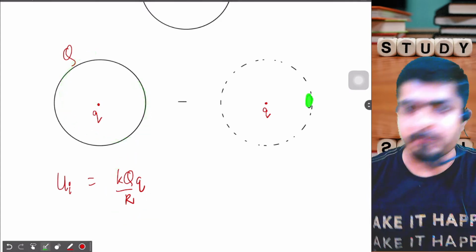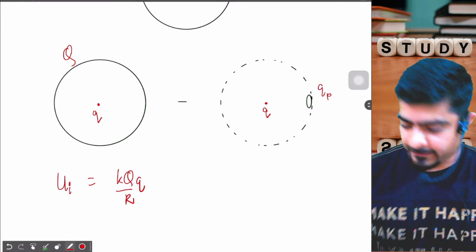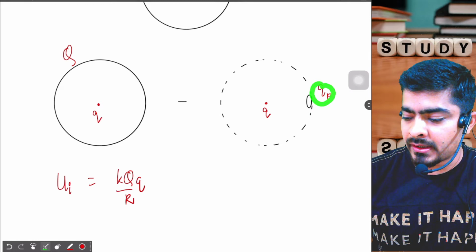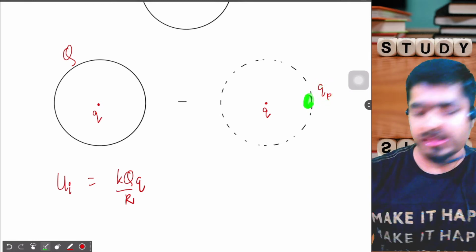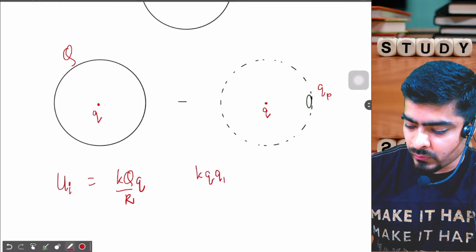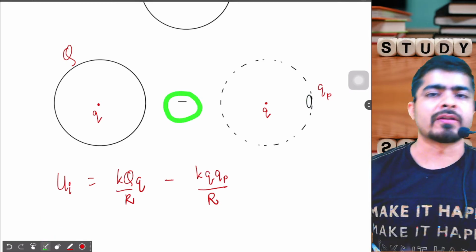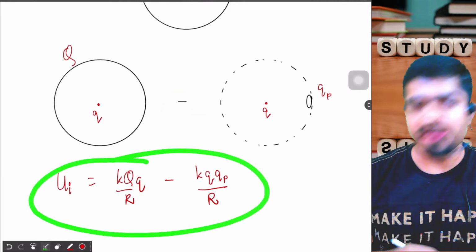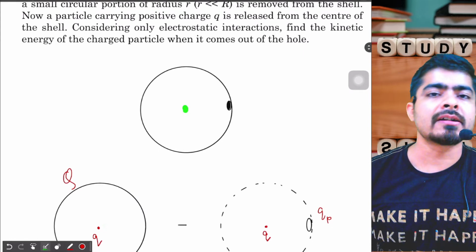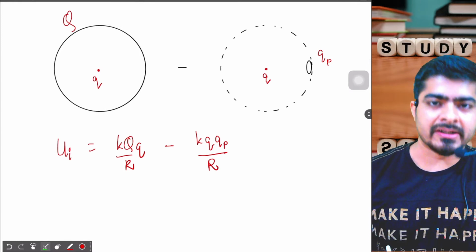Now because of this plate, let's say the charge on the plate is qp, right? So we can write down, because of the plate, this is a very small plate, right? So we can treat the plate like a point charge. The distance between them is capital R, so the potential energy will be kq qp by capital R, and we subtract this because there's a minus sign over here, right? So this is the initial energy of the charge small q which is kept at the center of the sphere with the hole, correct? Now we need to calculate the final energy.